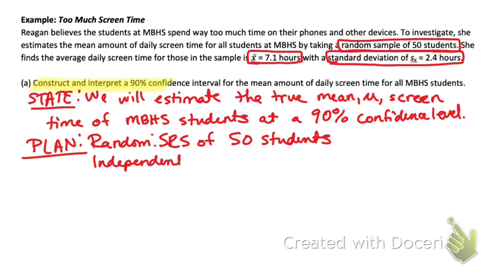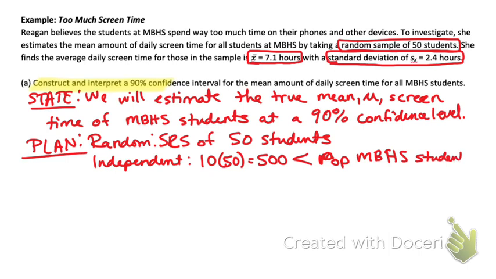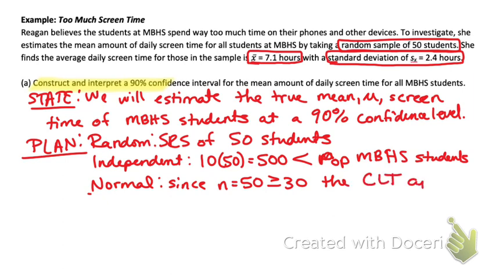Independent. 10 times 50 is 500. Do you think that is less than the population of McKinney Boyd High School students? Probably. And yay, I already know the happy news for normal. Since N equals 50, which is greater than or equal to 30, the CLT applies. Let's freaking go. My sampling distribution of X bar is approximately normal.